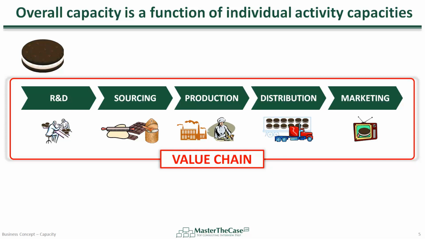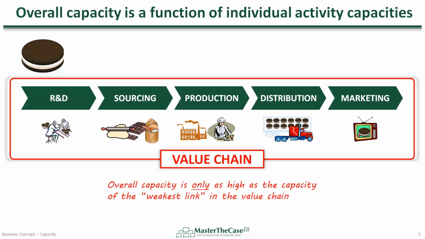Note that while these individual capacities are not cumulative, they are interdependent. Specifically, a constrained capacity in just one activity will limit capacities in all other activities, and as a result, constrain the overall capacity of the value chain. In other words, overall capacity is only as high as the capacity of the weakest link in the value chain.